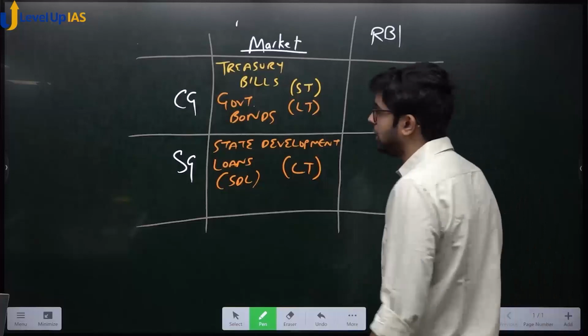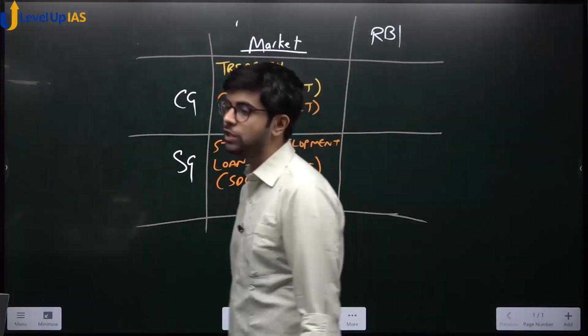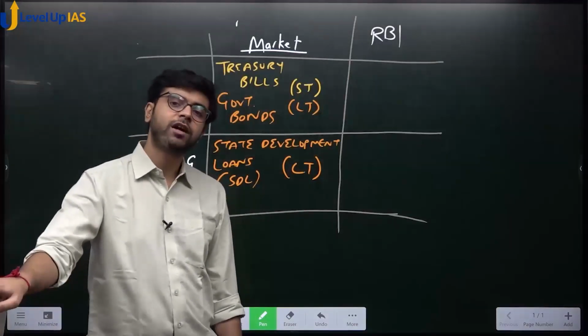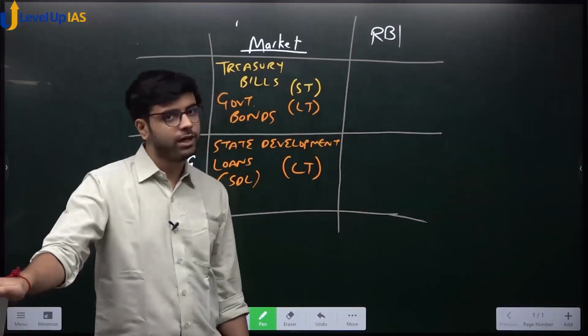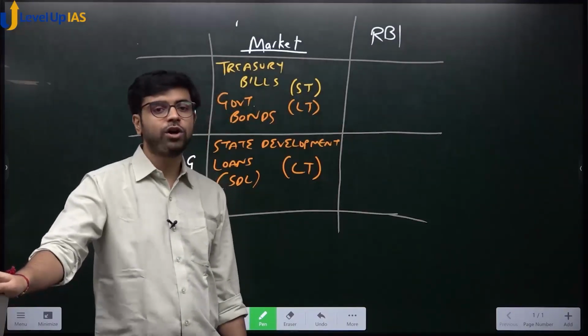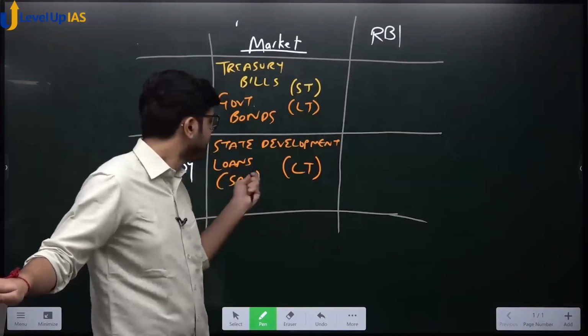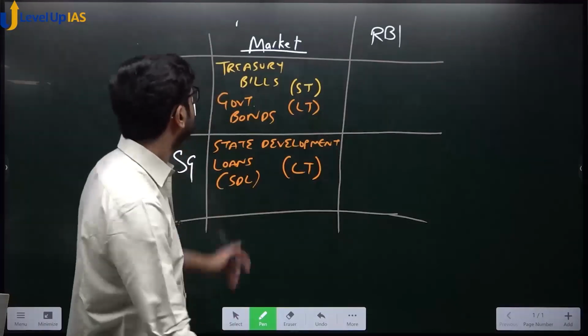So if I tell you, you are lending 100 rupees worth of government bonds, is government giving you 100 rupees or are you giving government 100 rupees? We are giving government 100 rupees. Are you giving it for long term or short term? Long term, because I am talking about government bonds. Similar goes for state development loans. This is by state government. So far so good, very good.